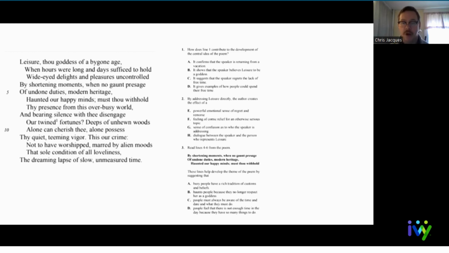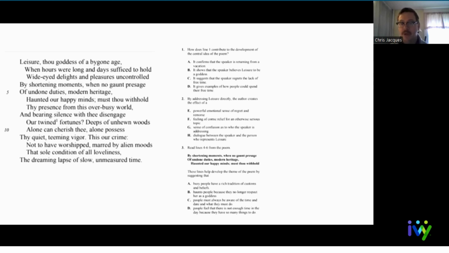All right, let's take a look at question 3. So, reading lines 4 through 6 from the poem: By shortening moments when no gaunt presage of undone duties, modern heritage, haunted our happy minds, must thou behold. Now, these lines help develop the theme of the poem by suggesting that what? So, we want to try to answer the sentence again like we did before. These lines help develop the theme of the poem by suggesting that what?